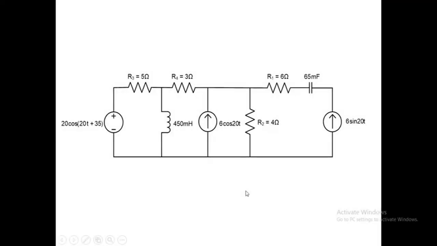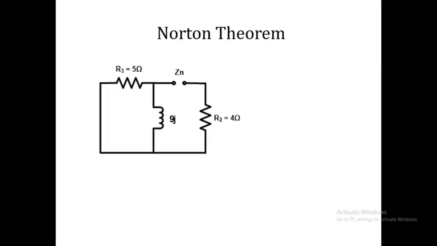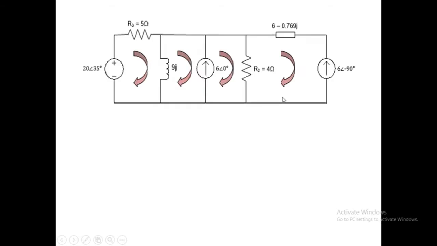Hello, my name is Amiratul, and now I will show you how to solve the AC circuit that we designed by using Norton's theorem. So first, calculate the value of XL and also XC. Then we remove all the voltage and current sources and also turn R4 into an open circuit. Next, calculate the value of total impedance.